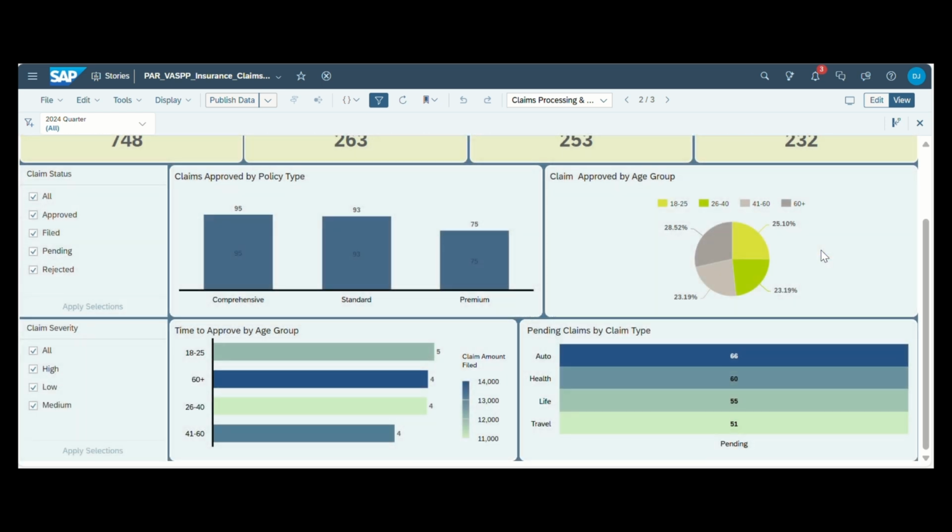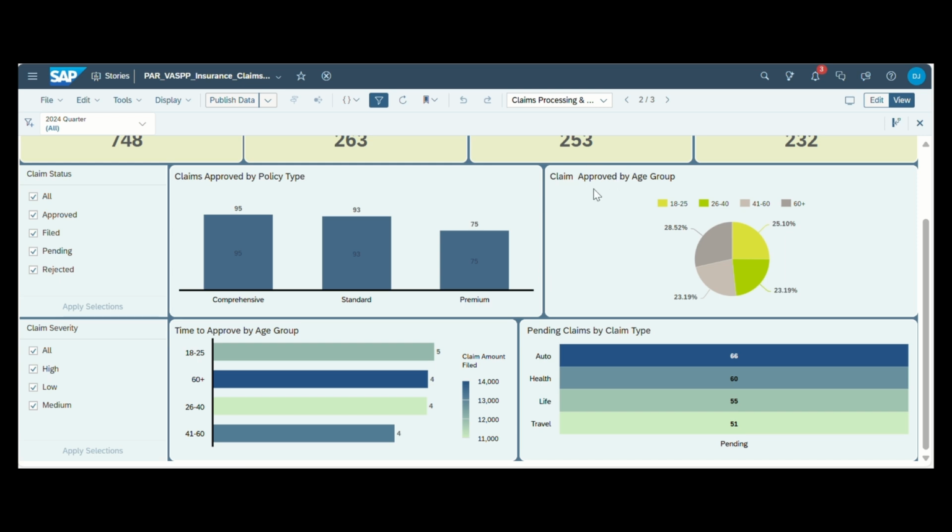Moving into performance breakdowns, we first explore the claims approved by policy type. Here, comprehensive policies lead with 95 approvals, followed closely by standard at 93 and premium at 75. This breakdown helps you understand where your approval processes are running smoothly and where certain policy tiers might be facing friction, either in eligibility checks or customer expectations.